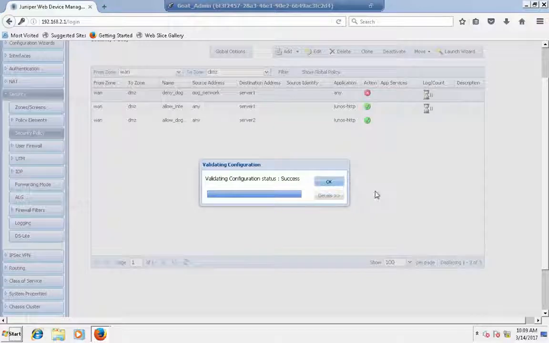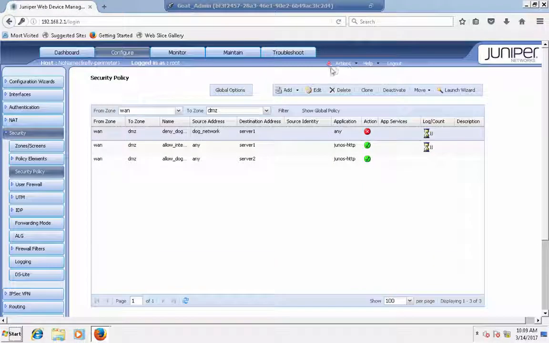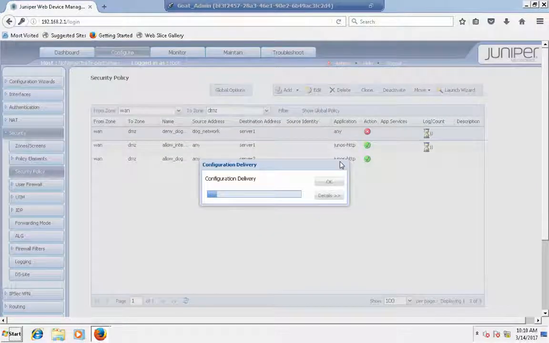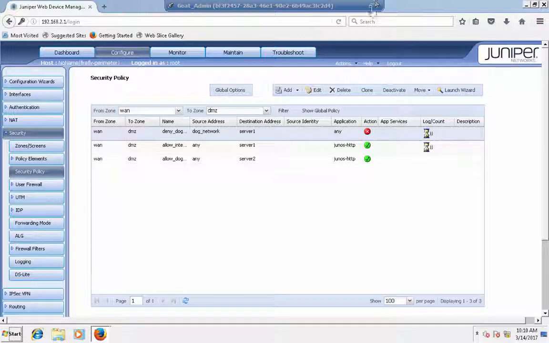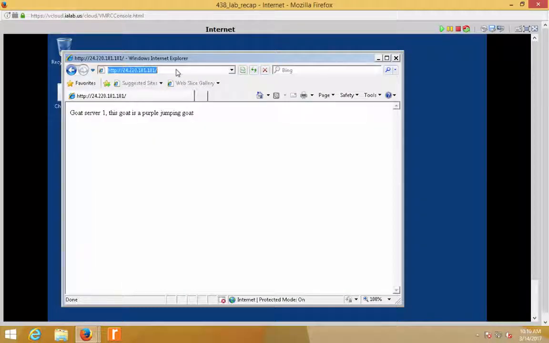If we can get to it from the internet machine, that's going to tell us one of two things when we go to troubleshoot later. Either the dog firewall is incorrect, or you typed the fixed route in wrong. So we zoom back over here, tack on an 8080, and we got a yellow goat.